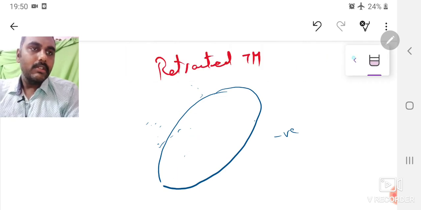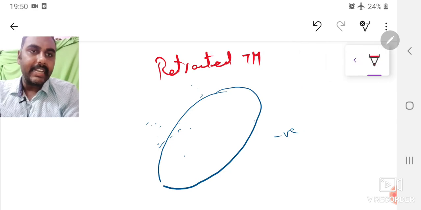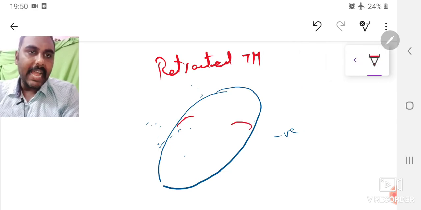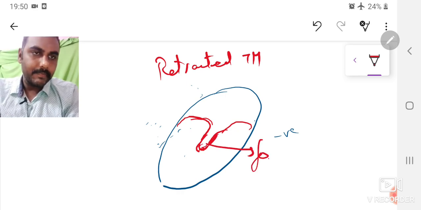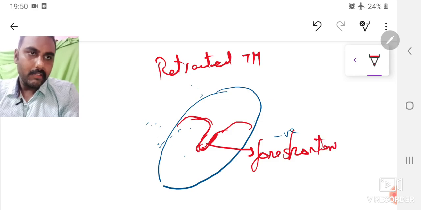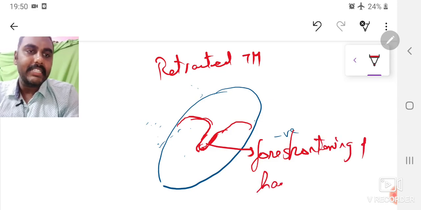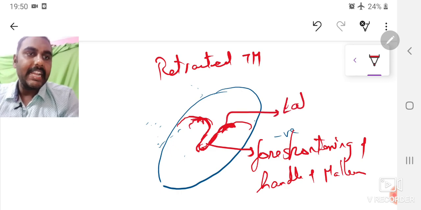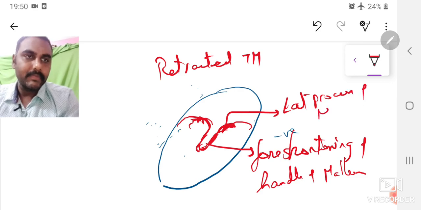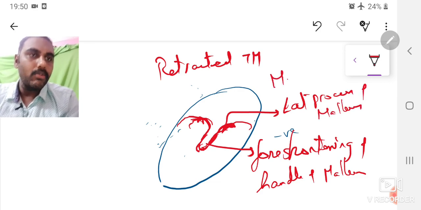So what are the important points in a retracted tympanic membrane? Here there will be foreshortening of the handle of malleus. The handle of malleus will appear foreshortened, and the lateral process of malleus will appear more prominent.